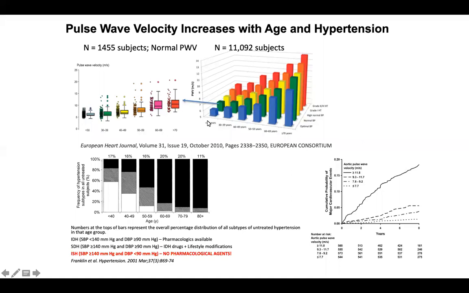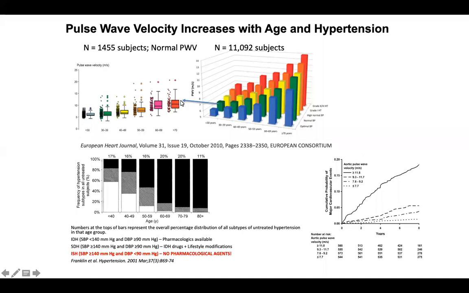On this axis, the x-axis is age, the y-axis is pulse wave velocity, and the z-axis is hypertension. And so you can see increasing hypertension going from optimal blood pressure to grade 2 or 3. Within any age cluster, hypertension results in a higher pulse wave velocity. And within every hypertension cluster, age results in increasing pulse wave velocity.